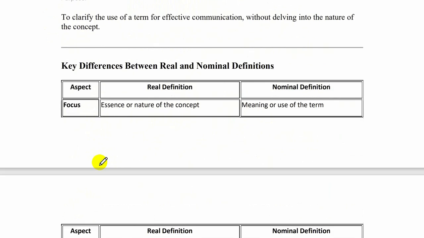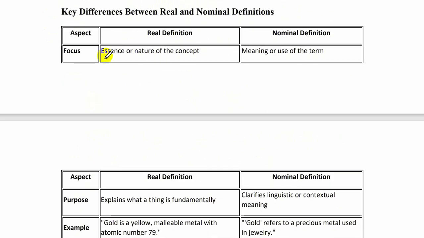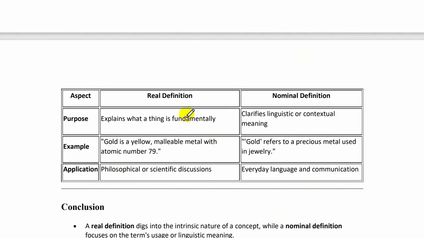Key difference between real and nominal definition. Real definition focuses on the essence or the nature of the concept, whereas nominal definition focuses on the meaning or the use of the term. Real definition explains what a thing is fundamentally, whereas nominal definition clarifies its linguistic or contextual meaning. How it is to be used, where it is to be used, is defined by nominal definition.